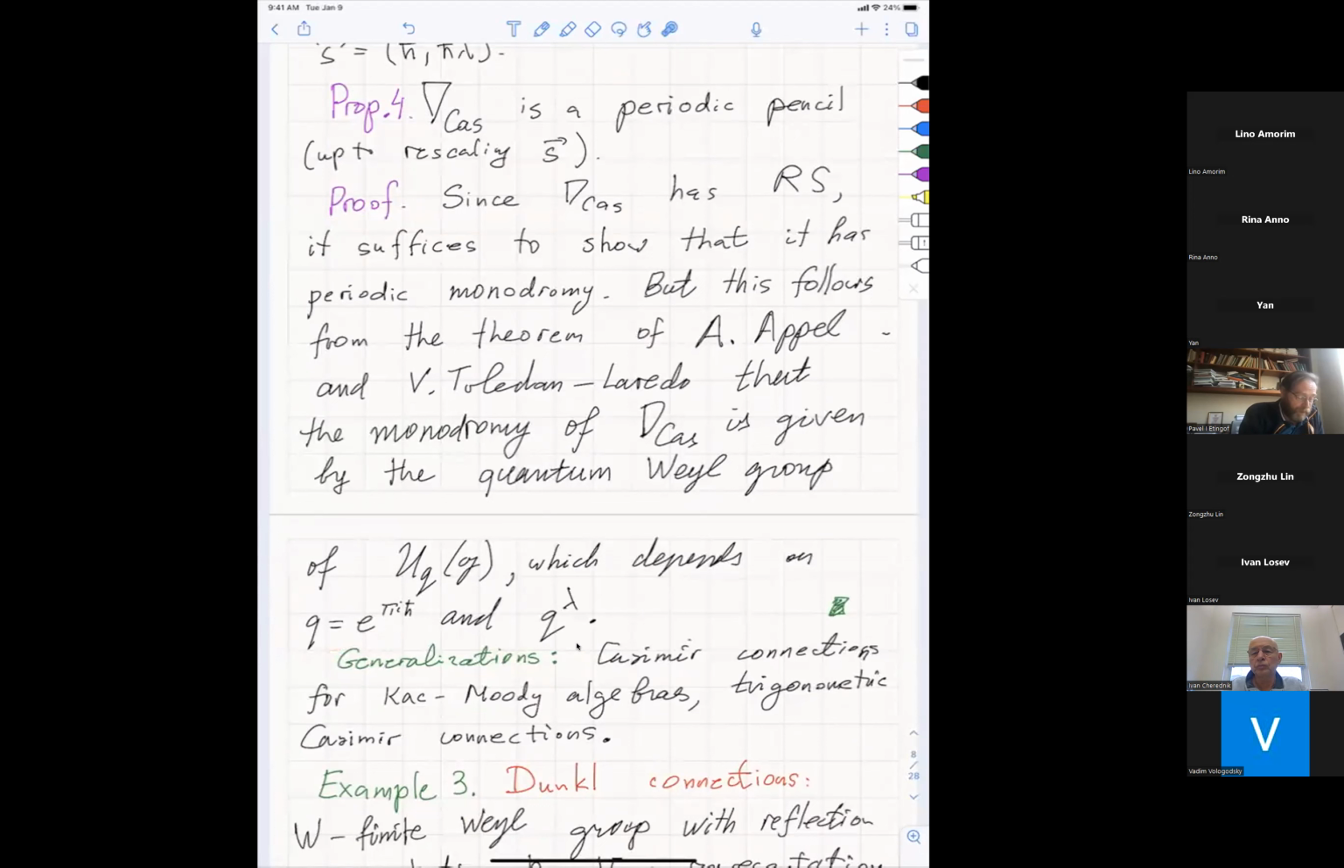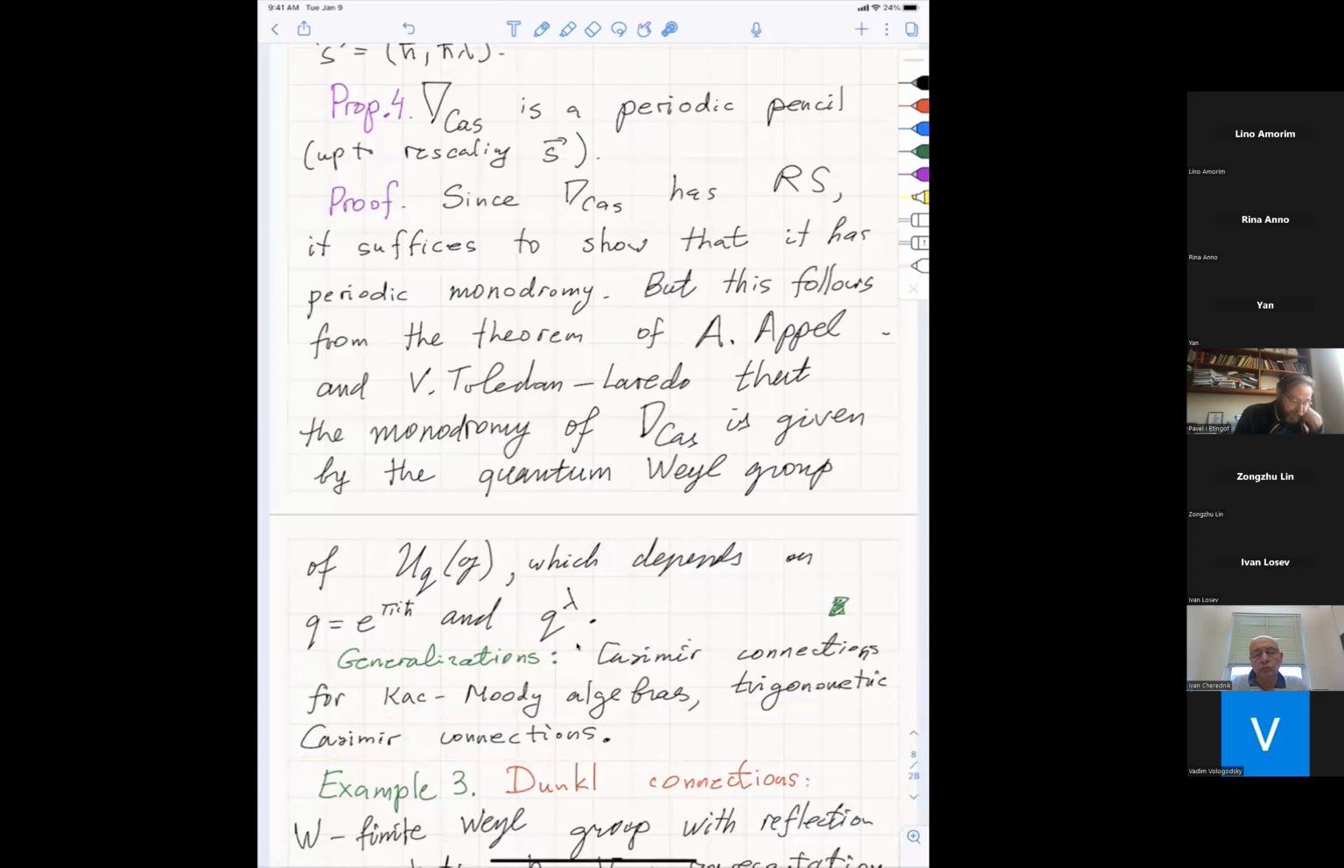So this quantum Weyl group again depends on Q, which is e to the pi i h, and Q to the lambda. So we get periodicity. And there are generalizations. Again, you can consider Casimir connections for Kac-Moody algebras. This is also done by Appel and Toledano Laredo. Also, one can consider trigonometric Casimir connections, which act on a vector bundle with fiber being representations of the Yangian. And in that case, there are also monodromy theorems.